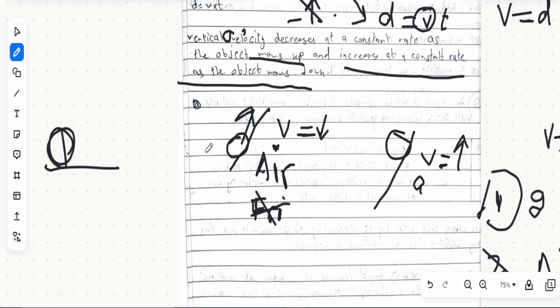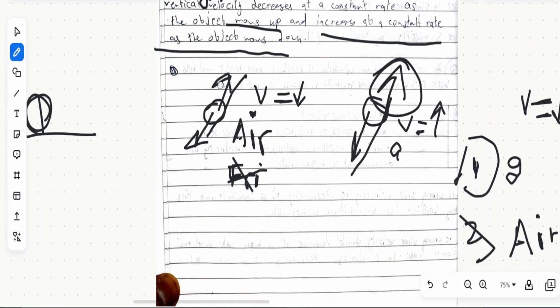So friction, remember, it always acts in the opposite direction to your motion. So if your ball is moving up, then your friction will be towards the left. And remember, friction is a force and forces are vector quantities. So friction acts in the opposite direction to your motion. So in the case of your ball moving downwards, friction will act in this way. This is your friction.